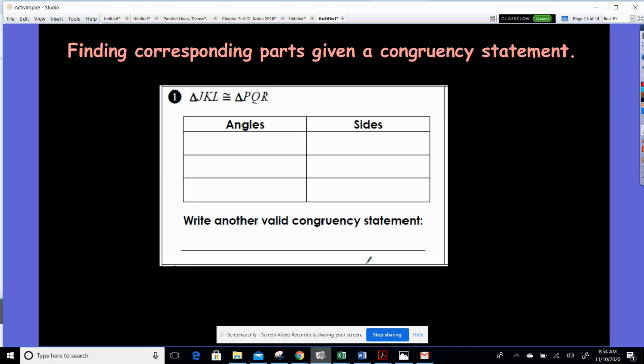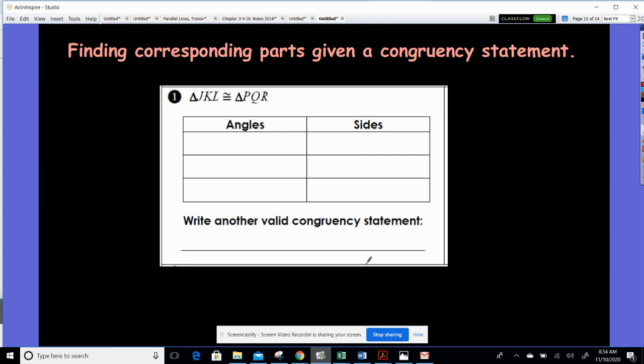We're going to look at finding corresponding parts given a congruency statement. A congruency statement tells you a lot about the congruent triangles. You don't even need a picture of the two triangles as long as you have a congruency statement. You can find all of the corresponding parts that would be congruent in that statement.